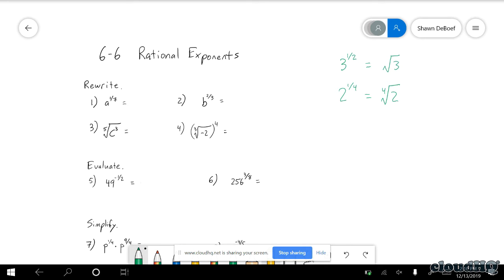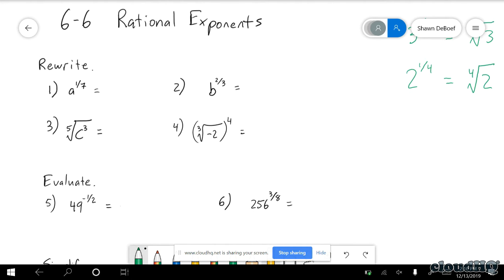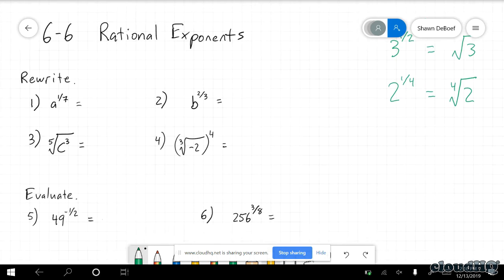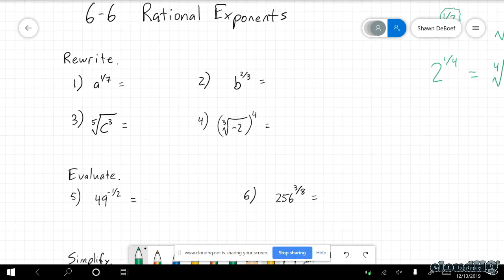So now what we're going to do in section 6.6 is take that and do a little bit of expanding. But this very first section, we've got a few problems. I didn't write much for instructions. I just said rewrite. And what I mean by that is rewrite it in the opposite form. One form is when we have an exponent that's a fraction. Fractions are oftentimes referred to as rational, so a rational exponent. The other form is when we use a root or a radical. We can have rational exponent form, or we can have radical form. So we're going to switch back and forth between those in this first section.